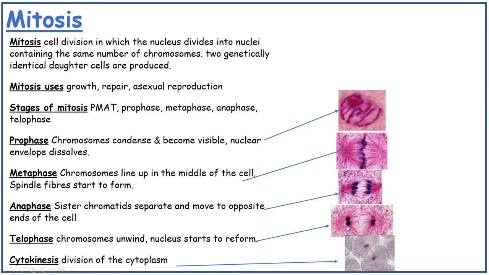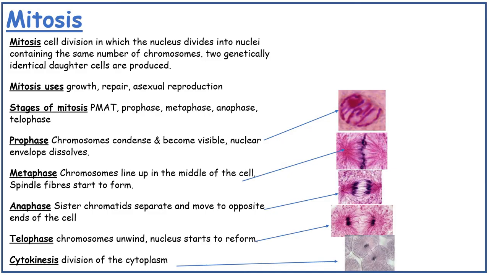Mitosis is cell division in which the nucleus divides into nuclei containing the same number of chromosomes. Two genetically identical daughter cells are produced. Mitosis uses: growth, repair, asexual reproduction. Stages of mitosis: PMAT. Prophase, metaphase, anaphase and telophase.